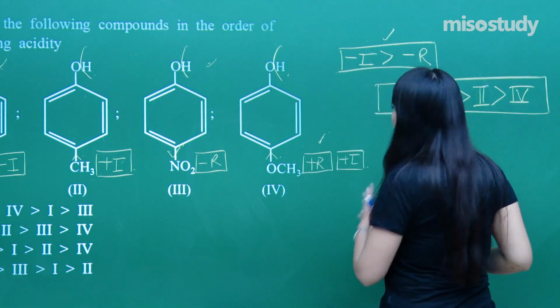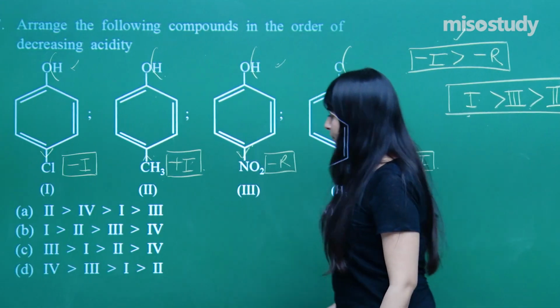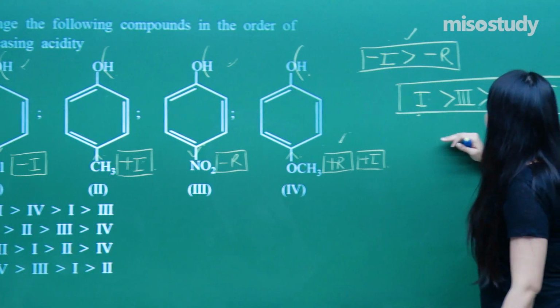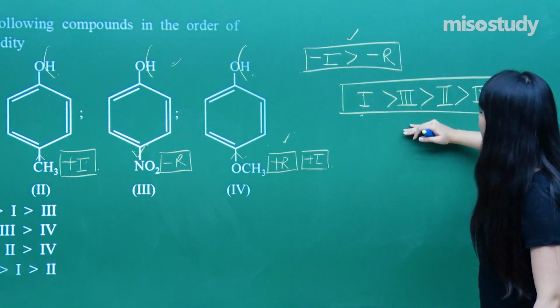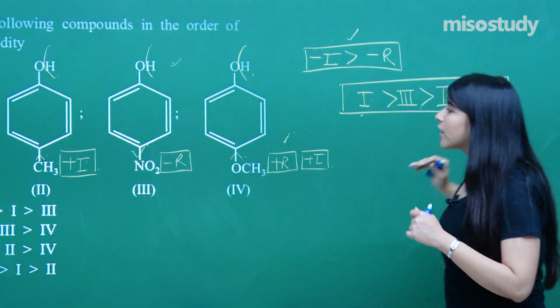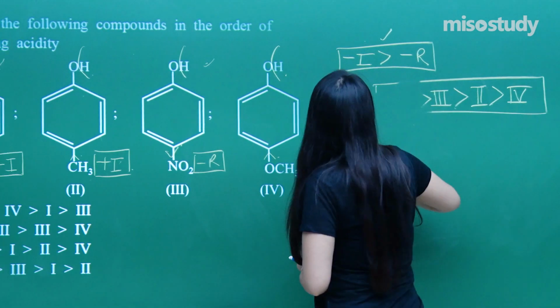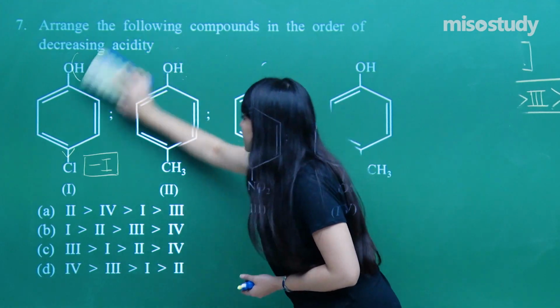Need not go on to the options. The options may be showing incorrect answers. So here what do I have? I've got the first, followed by the third, second and fourth. So I hope you all have got the answer here. Let us move on to the next question.